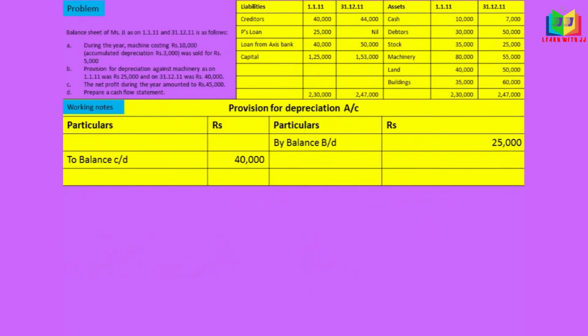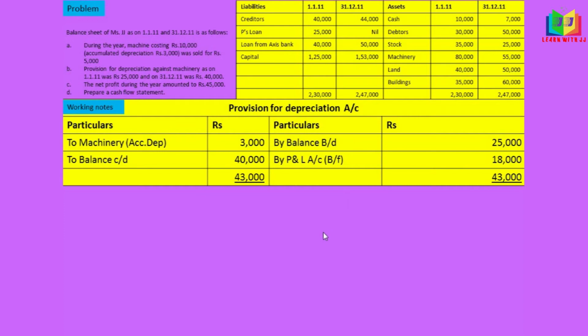Let's see how to do this problem. Yes, first we will prepare this provision for depreciation. It will be easy for us to work out the problem, okay. I have written the opening balance on the credit side. Since it is a liability, the opening balance will come on the credit side, 25,000, and the closing balance on the debit side, 40,000, okay. And now we have to write the accumulated depreciation of the machines sold, that is 3,000, okay. That should be written on the debit side, okay. Yes, and this is the balancing figure and this is to be written in the operating activities, okay, as well as in the machinery account. This is the depreciation of this machinery, okay. So we have to write that in the machinery account too, okay.